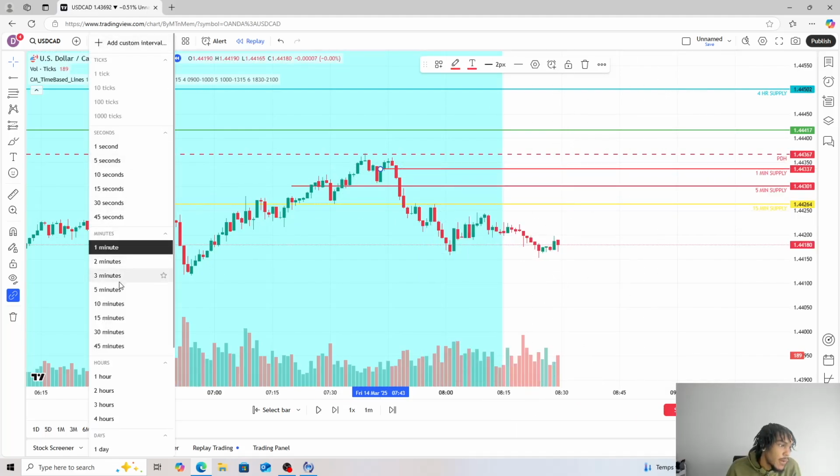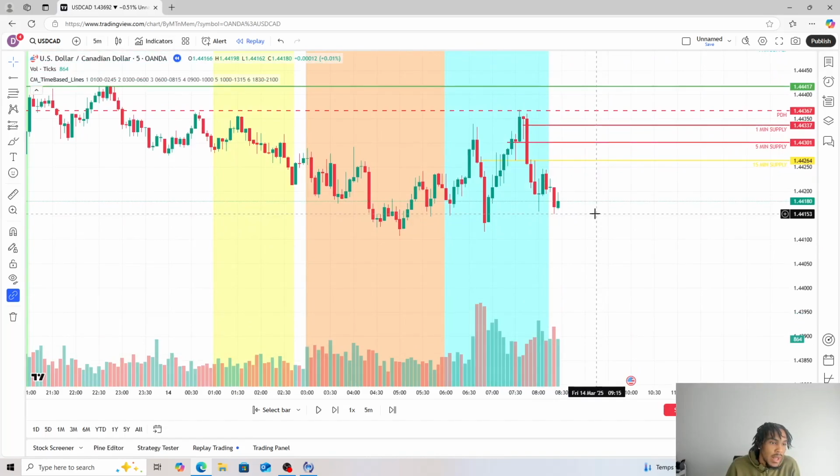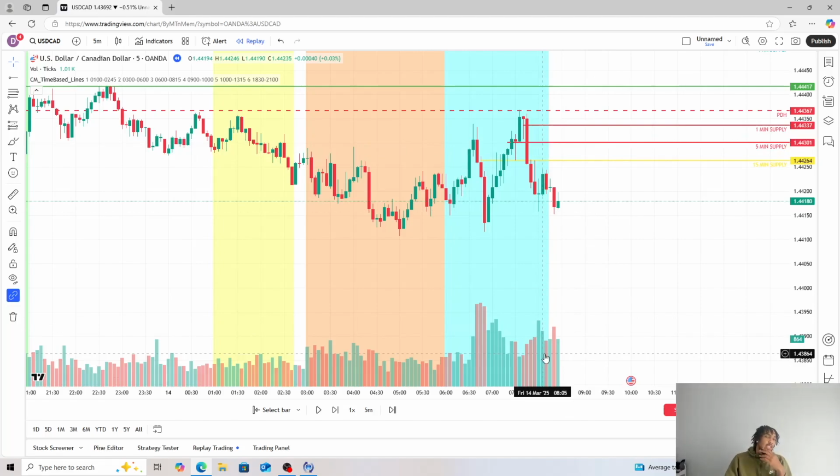Let's go back to the 5-minute. We only want to take this supply zone if we see a break of structure. So we want price to close below this low right here, and then come back up, tap into this zone, and then sell off again. That's the only way we want to take this supply zone. So let's play. See what happens.